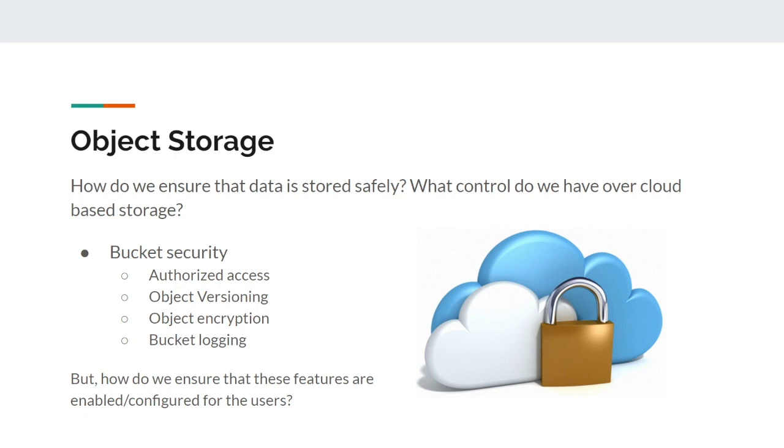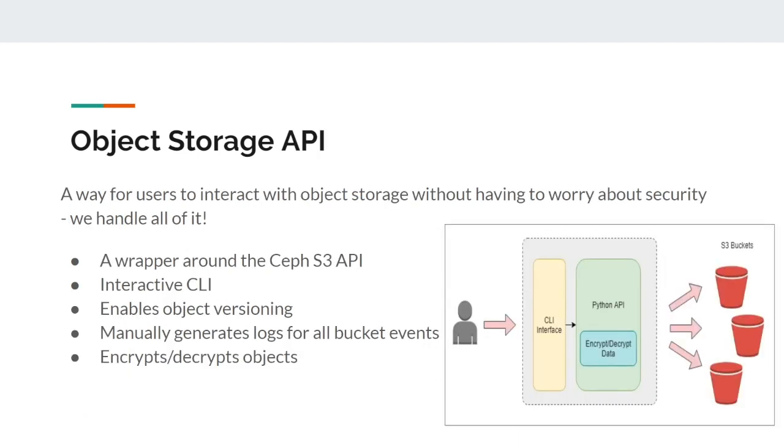But we as developers know that these features need to be enabled for buckets to be secure. How do we ensure that these features are actually used by the users? For this, we've come up with an object storage API, which is just a way for the users to interact with Ceph object storage without having to worry about security. So we handle it all for them.